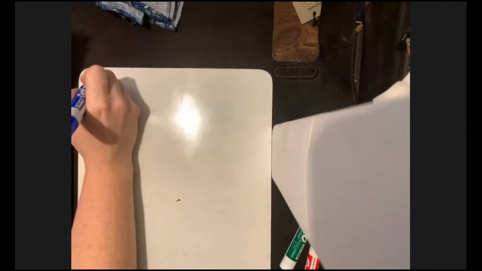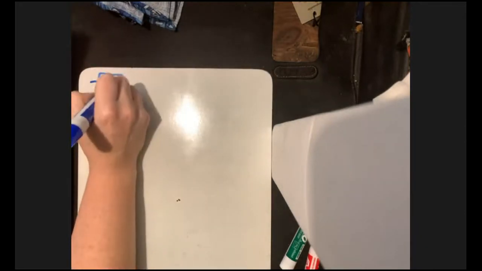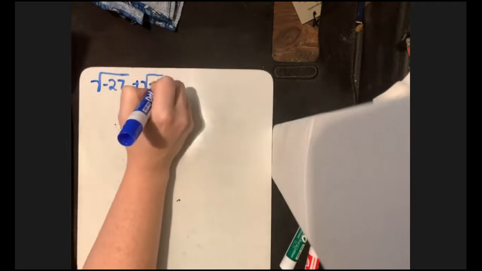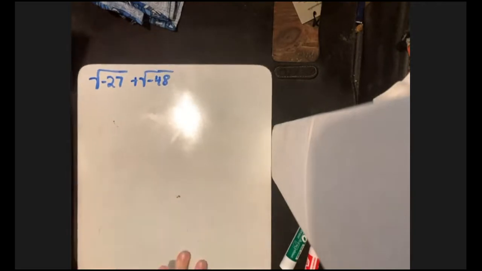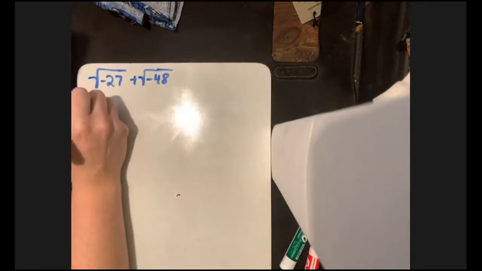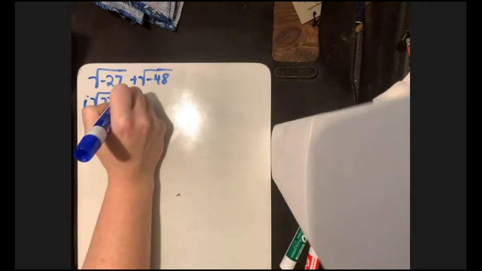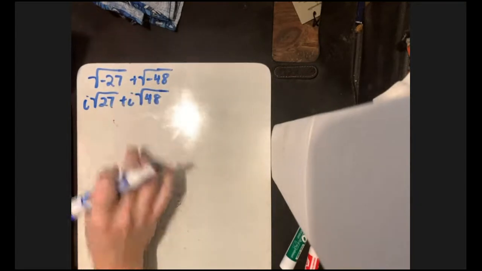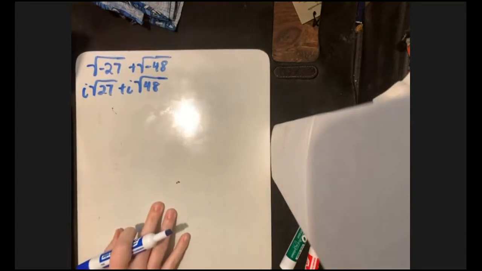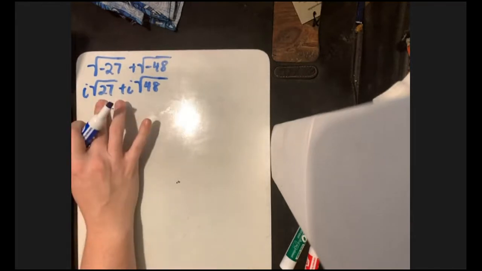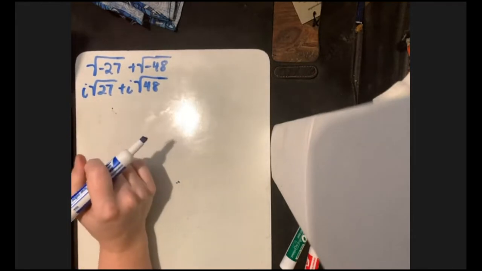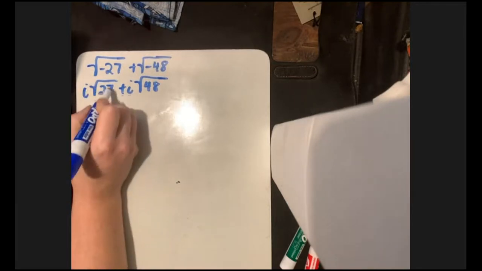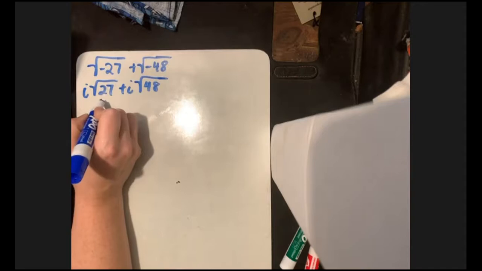Okay, so I've got square root of -27 plus square root of -48. And again, first thing we're doing here is taking out the i's. Now this is addition, which means I'm looking to be able to combine things, okay? And I can't do that with square root of 27 and square root of 48 because those are not the same. They don't look the same. So what you're looking for here is you want to simplify this radical.